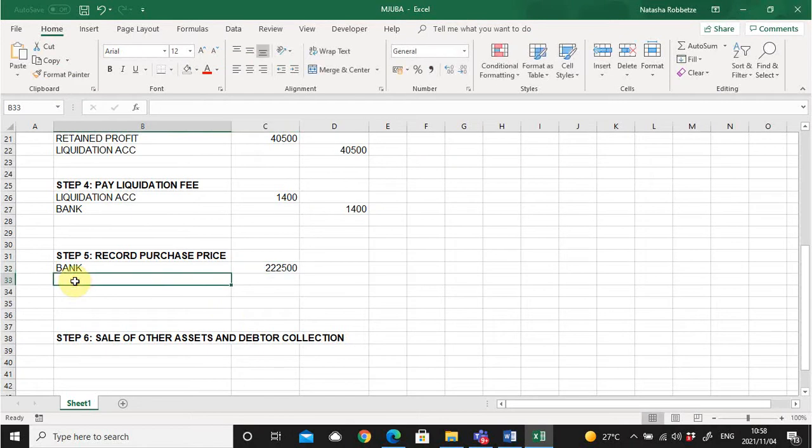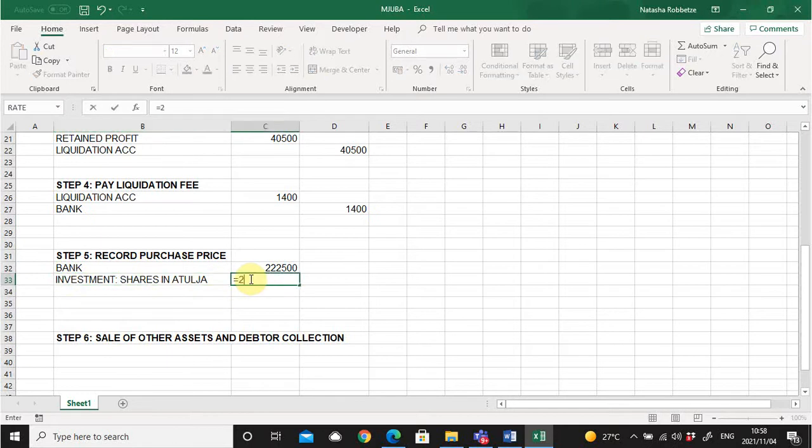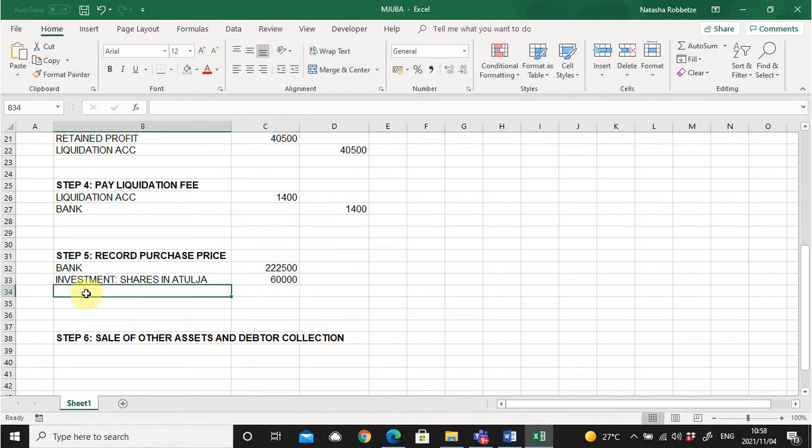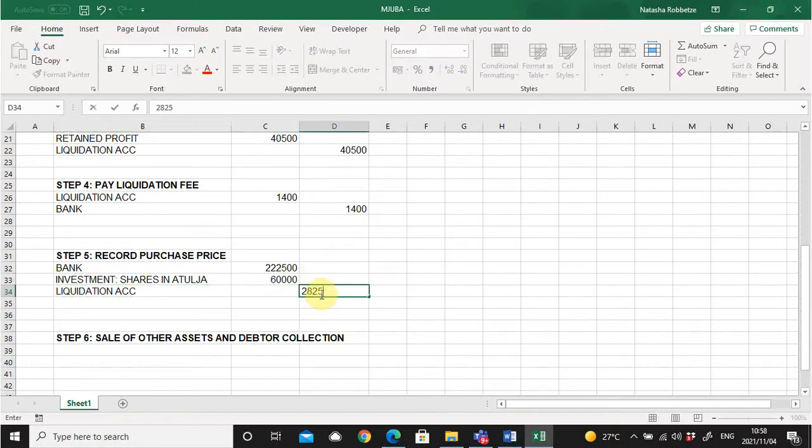Then we also had received some shares of the other business. So we're going to say investment, shares in A Limited. This is now a financial instrument, of course, and I think it was 20,000 shares there that were issued at 3 Rand each. And we're going to put these amounts against the liquidation account. And that should then be 282,500, I remember.